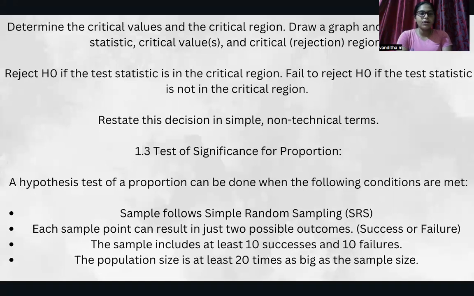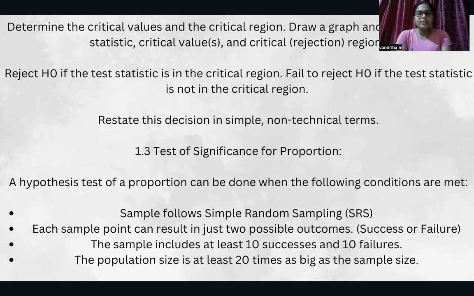Let's discuss further. Determine the critical values and the critical region. The graph shows the test statistic, critical value and critical region. Then reject H naught if the test statistic is in the critical region. Fail to reject H naught if the test statistic is not in the critical region. Restate this decision in simple, non-technical terms.